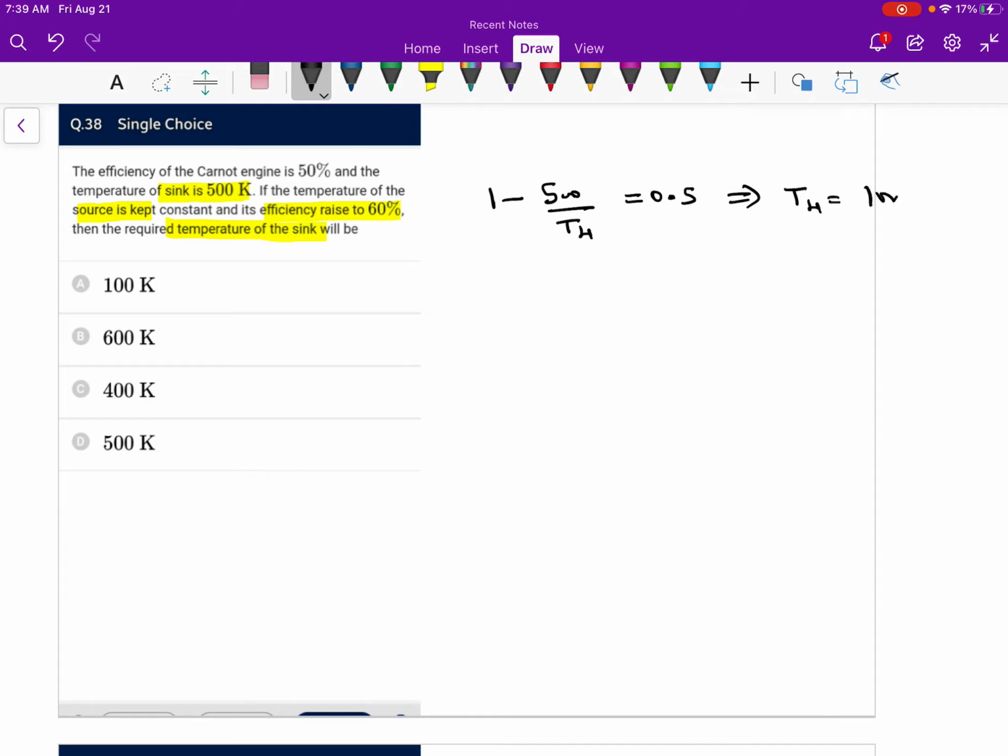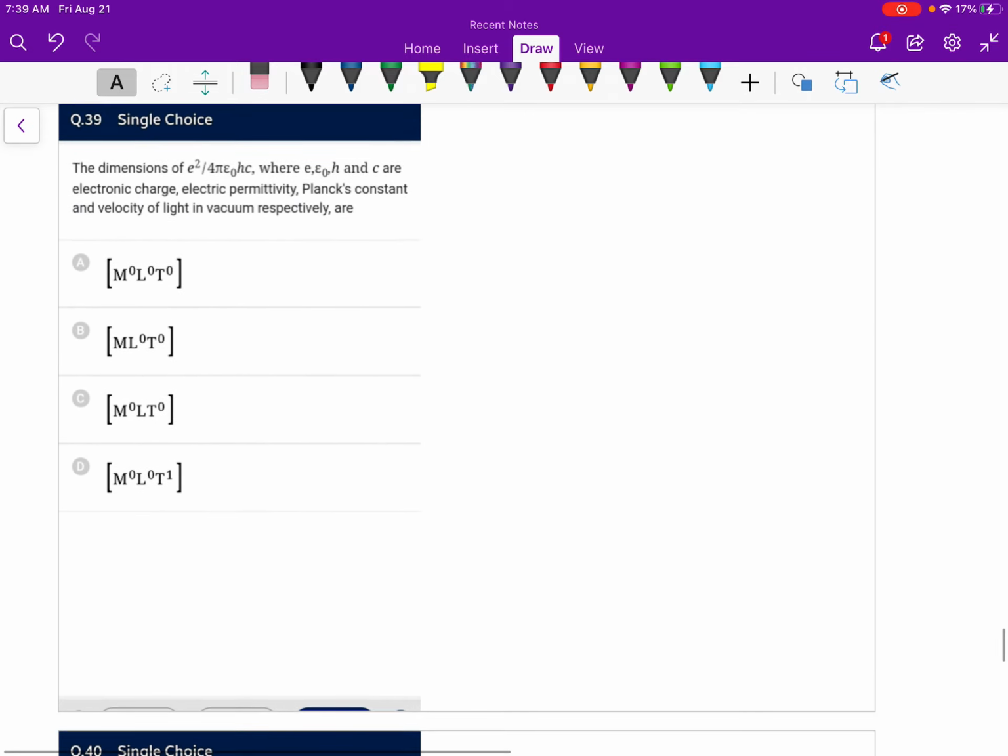This gives TH equals 1000 Kelvin. Now 1 minus TC dash upon TH, which is 1000, is 0.6. So this gives you TC dash equals 400 Kelvin. So C is the correct option.